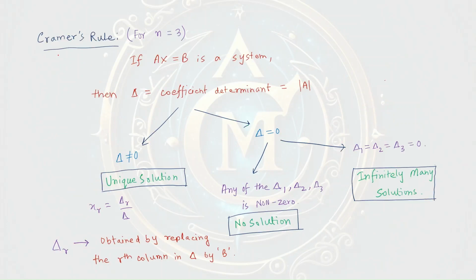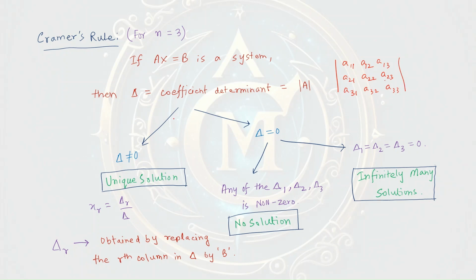Now coming to Cramer's rule. We discuss this Cramer's rule for n equal to 3, that is for 3 variables. If AX equal to B is a system, then delta is called the coefficient determinant, which is equal to the determinant of the coefficient matrix. So here for three variables, this will be the determinant a11, a12, a13, then a21, a22, a23, then a31, a32, a33.